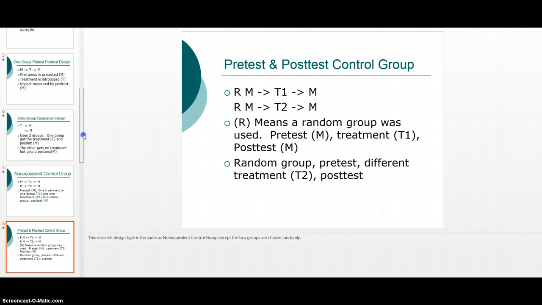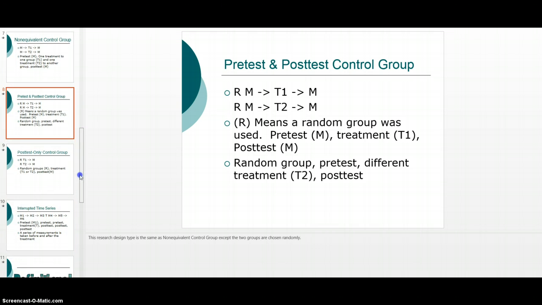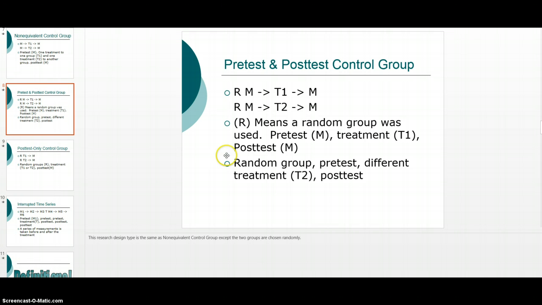The next action research design type is pre-test and post-test control group. It's the exact same as the non-equivalent control group that we just talked about. You'll see the only difference is that there is an R at the beginning, which means that you chose these groups randomly. But other than that, it's the same. You're going to have two groups. One gets the strategy, one does not. And you collect data before and after the strategy to see if the strategy worked.